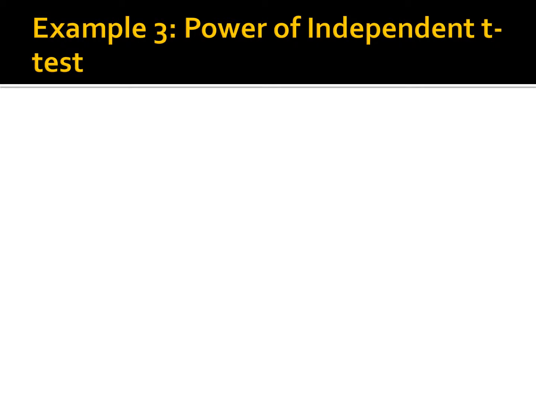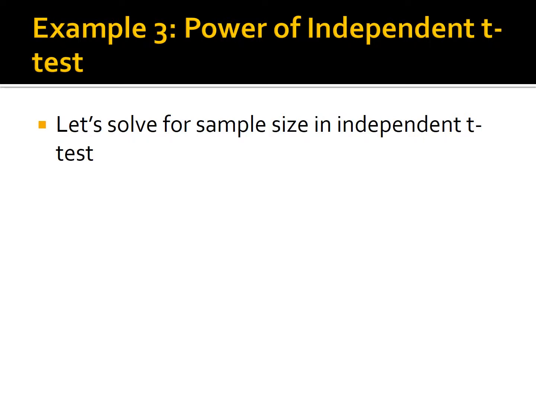So let's move to the power of independent t-test. In the single variable problem, we solved for the sample size. But right now, for the independent t-test, we can separate the sample size into the sample size of each group and find the best combination of sample sizes to provide the desired power. So let's solve for the sample size of the independent t-test.